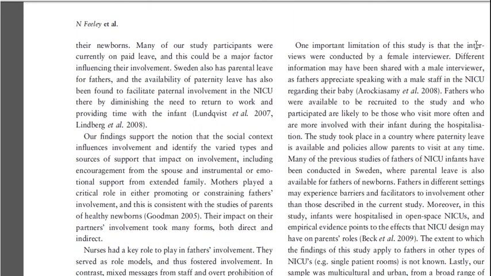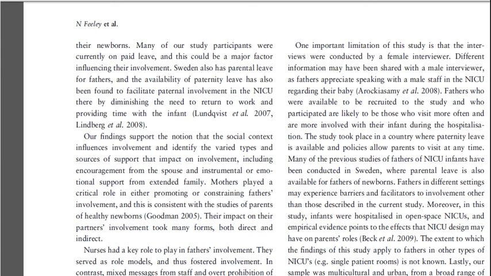One important limitation of this study is that the interviews were conducted by a female interviewer. Okay, so there you go. They're talking about the limitations, and they've really critically thought about what would happen if. What would the information be? They're not assuming that it will be one way or another, but they're saying it may have been different. We don't know. So it's a limitation. Okay, that's important.